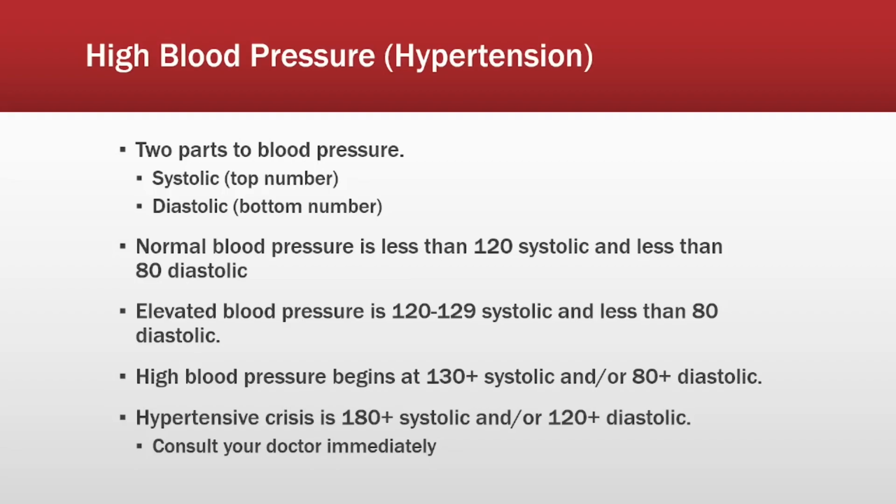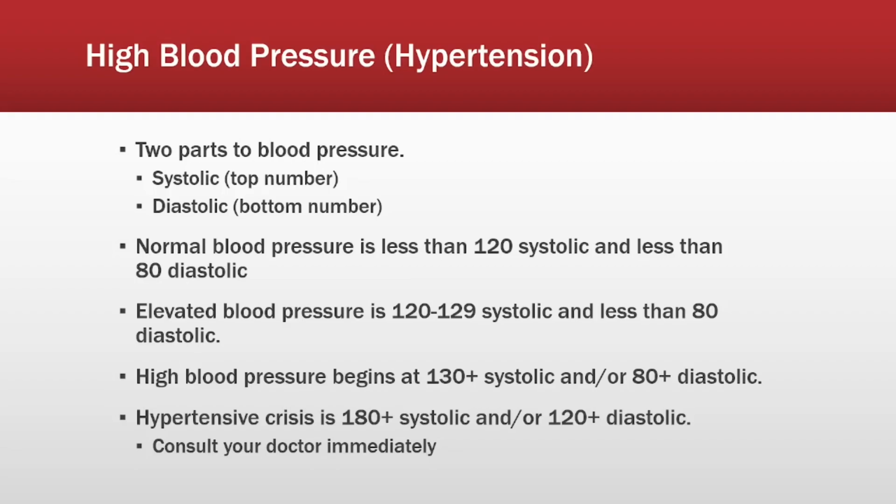An elevated blood pressure would be the top number of 120 to 129, and the bottom number is still less than 80. So high blood pressure essentially begins when you get to 130 or more in your top number, the systolic, and/or 80 plus in the diastolic. So you could still have, like, a 118 for the top, but if you start getting into the 80s for the bottom number, you're considered to have high blood pressure.